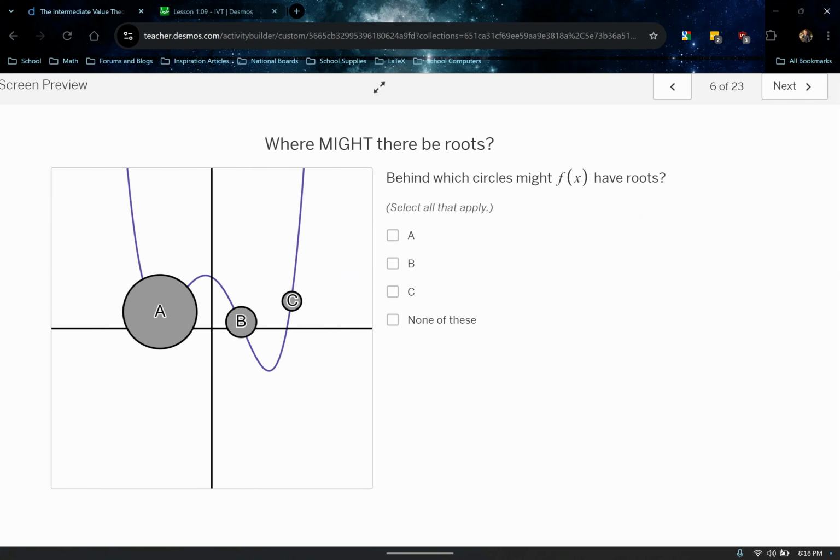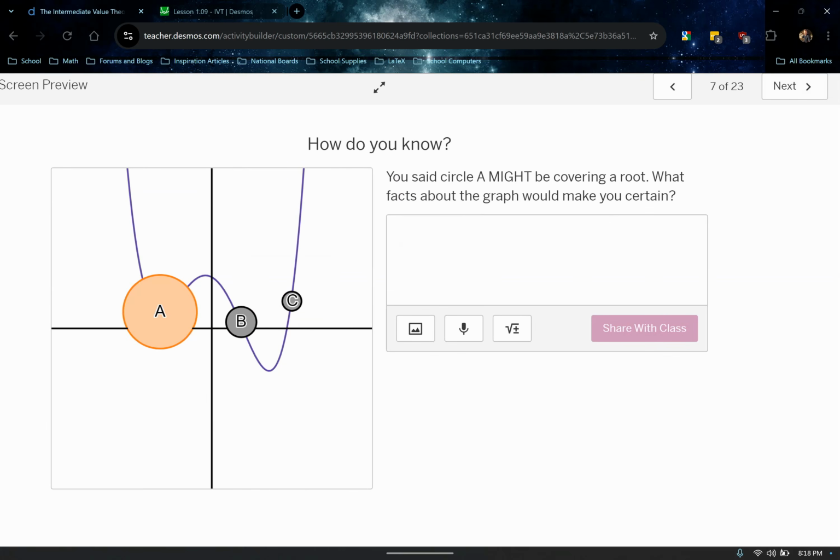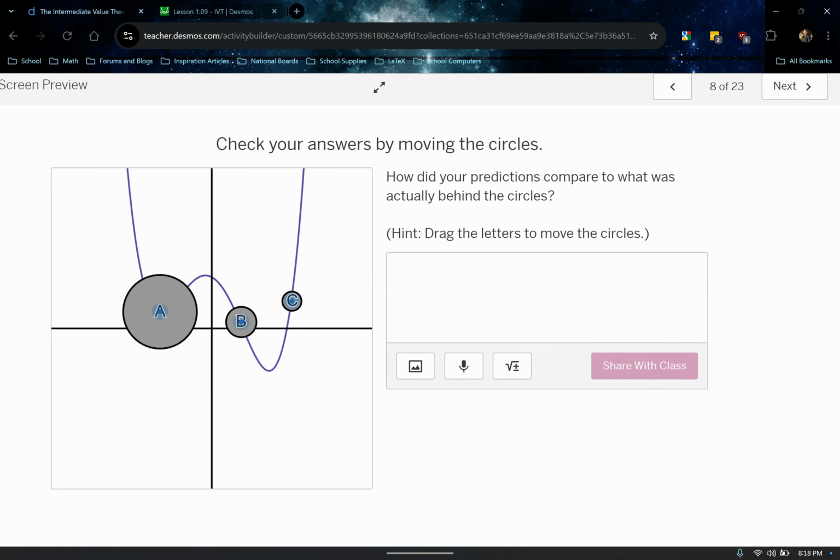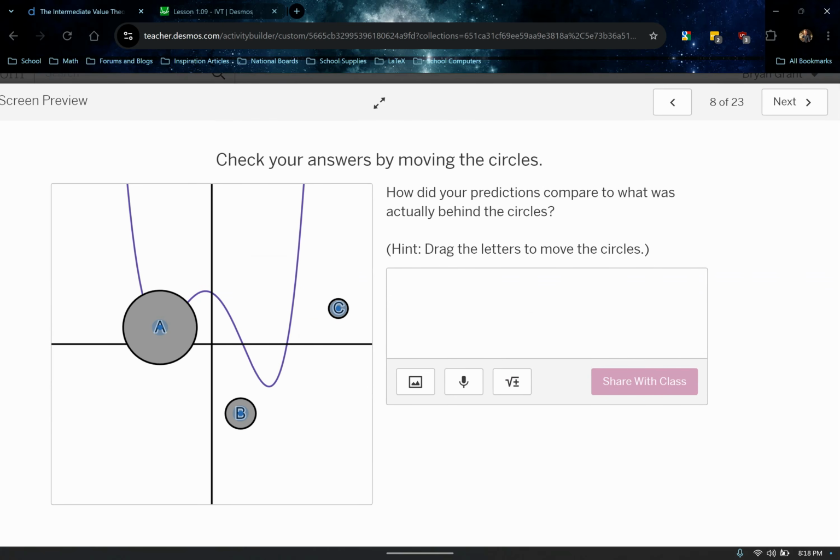Okay, now behind which circles might f of x have roots? Now we get the game, right? Okay, A could have a root. All right, we know that. So let's go ahead and check our predictions. Let's try B first. Hey, you're right, B had a root. Woo, C did not have a root. And A did not have a root either, but it could have.